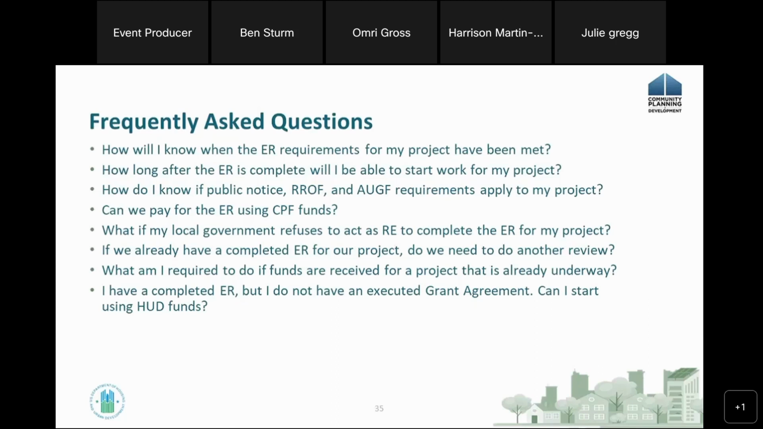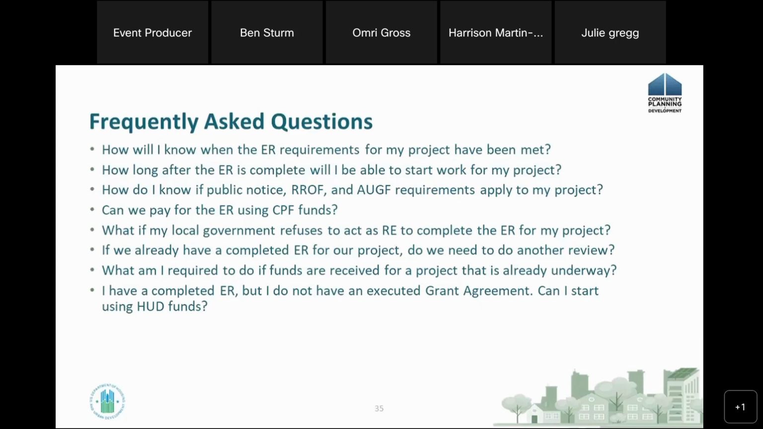So if your project rises to one of those two levels of review, CEST or EA, under Part 58, where the local government is the responsible entity, environmental compliance is achieved once the environmental review has been completed, public notice has been issued, request for release of funds and certification has been submitted, and the authorization to use grant funds has been issued by HUD.